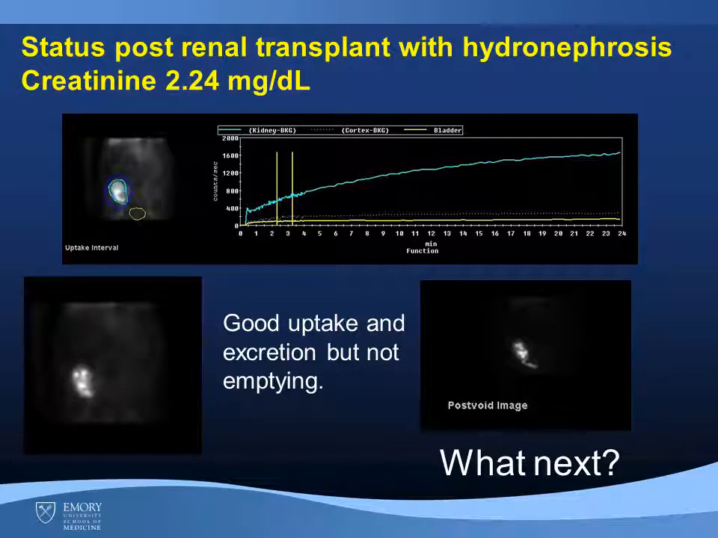Then we go on to the next phase of our exam, and let's look at our dynamic images. We could see that while there is good uptake and excretion, there is no significant emptying. A little gets in the bladder. There's an upgoing time activity curve, and on post-void images, there is retention of radiotracer without washout to the level of the UVJ. So what are we going to do next?